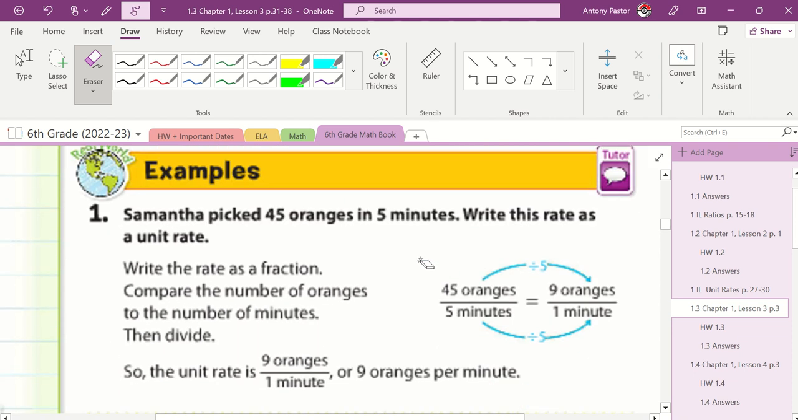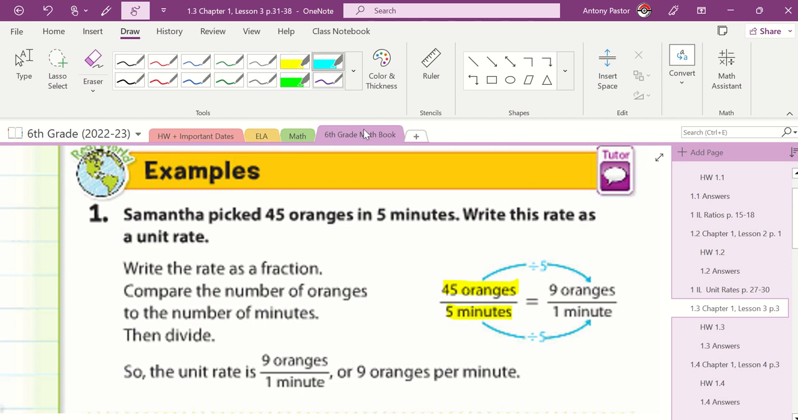Another example. Samantha picked 45 oranges in 5 minutes. Write this rate as a unit rate. Write the rate as a fraction. Compare the number of oranges to the number of minutes, then divide. So right here, 45 oranges in 5 minutes. That is what she picked.